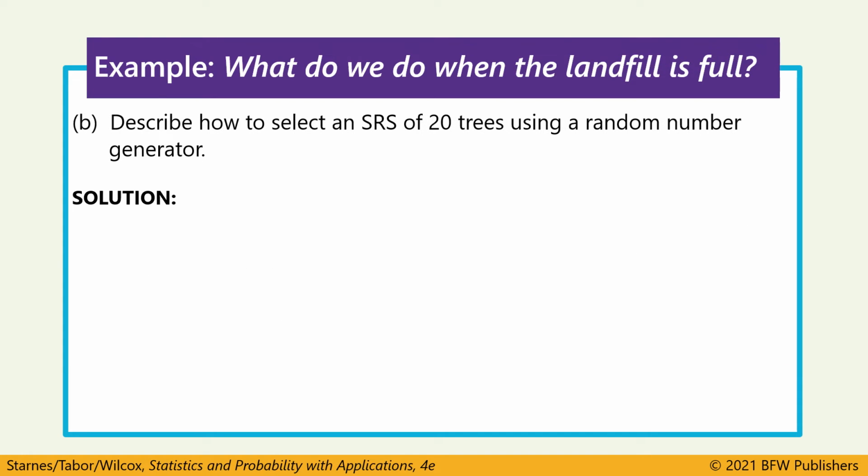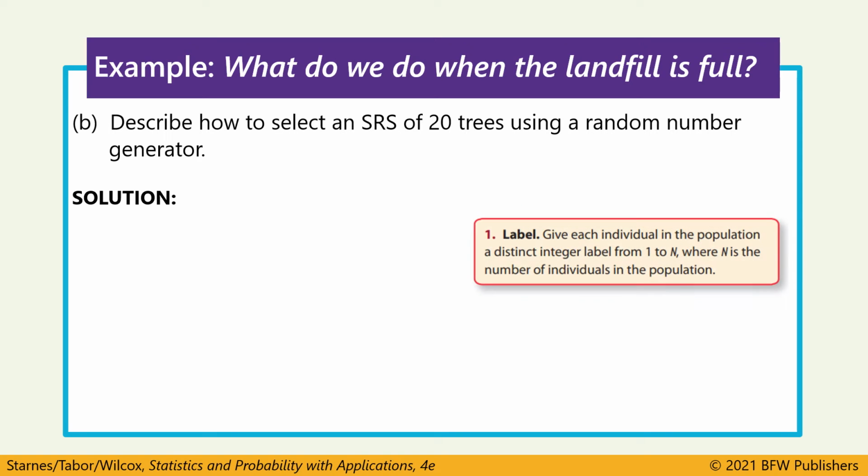Now let's say we want to use a random number generator instead of using those slips of paper. This is the most common way that we conduct a simple random sample. So we'll start by labeling our subjects in the same way we did before, just giving all those trees numbers. There's nothing random about it at this point. We can just number them in the order that we see them.